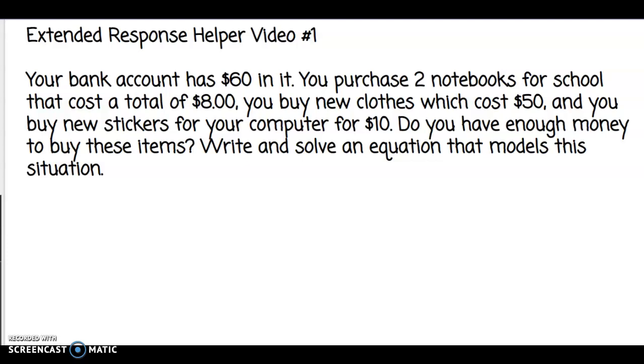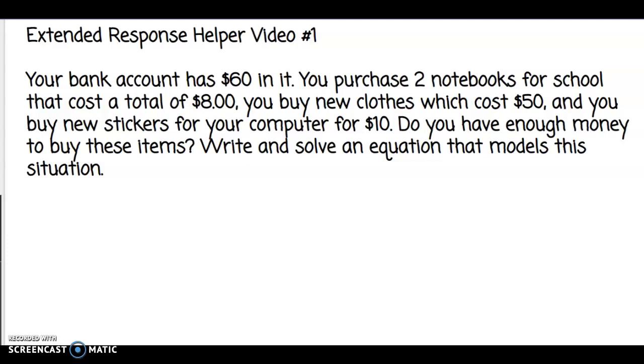It says your bank account has $60 in it. You purchased 2 notebooks for school that cost a total of $8. You buy new clothes which cost $50 and you buy new stickers for your computer for $10. Do you have enough money to buy these items? Write and solve an equation that models the situation.